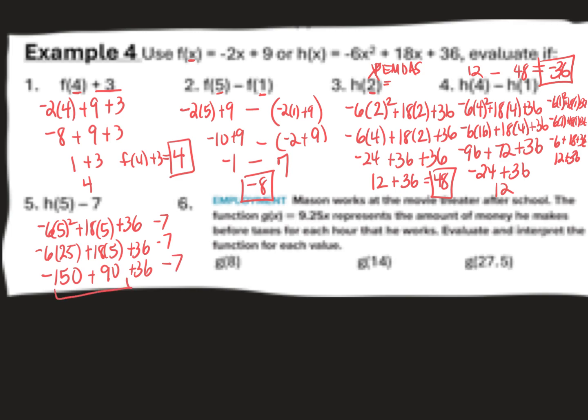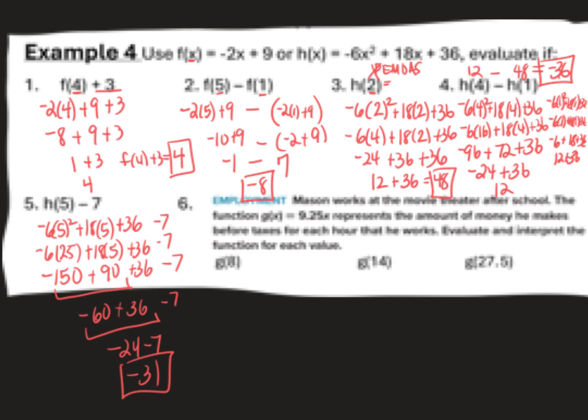I'll do these two first. I think that's negative 60. Then I'll do these two. That's 29. And that answer is negative 31. So that's the answer to those three. And now on to number 6.